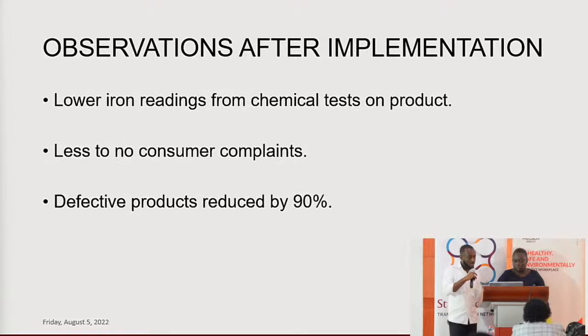When we are done with that, we have observations after implementation, which is more of the acting. After you are done, what is your observation of the results of the meetings that you've had, the ups and downs and all that? So you have lower iron readings from chemical tests, less to no consumer complaints, which is what we want. And then we also have defective products being reduced by 90%. The observations that you are making need to be specific.